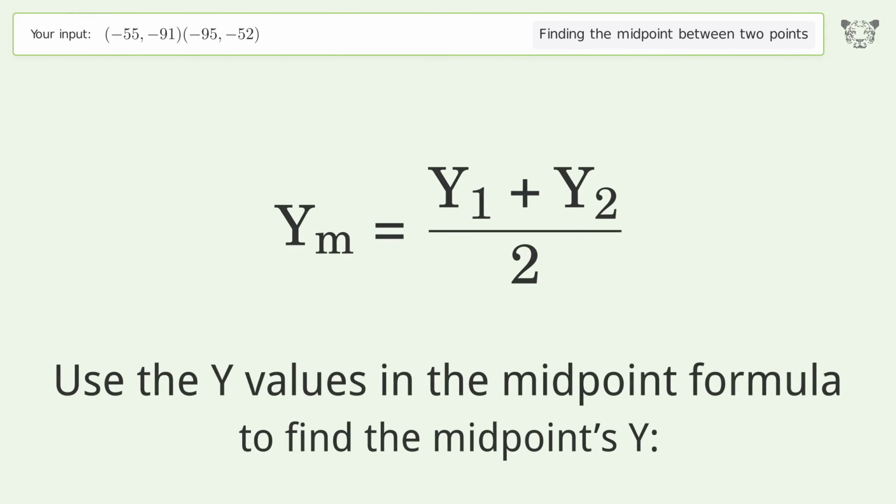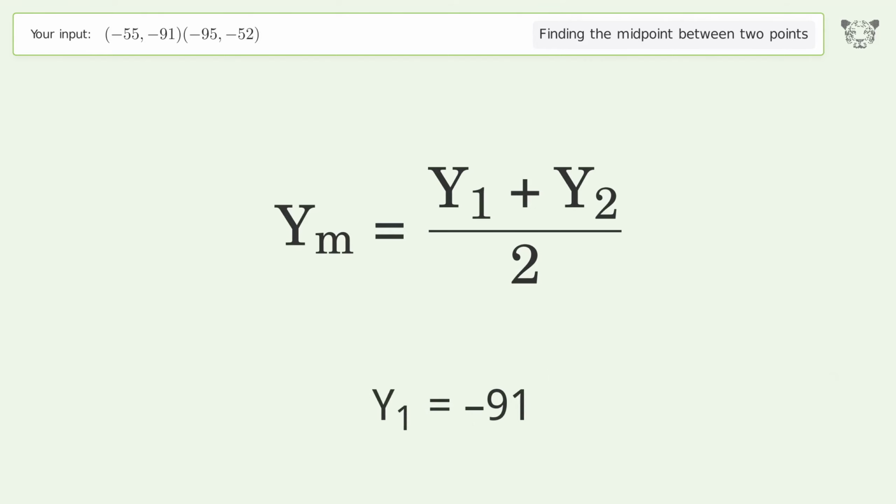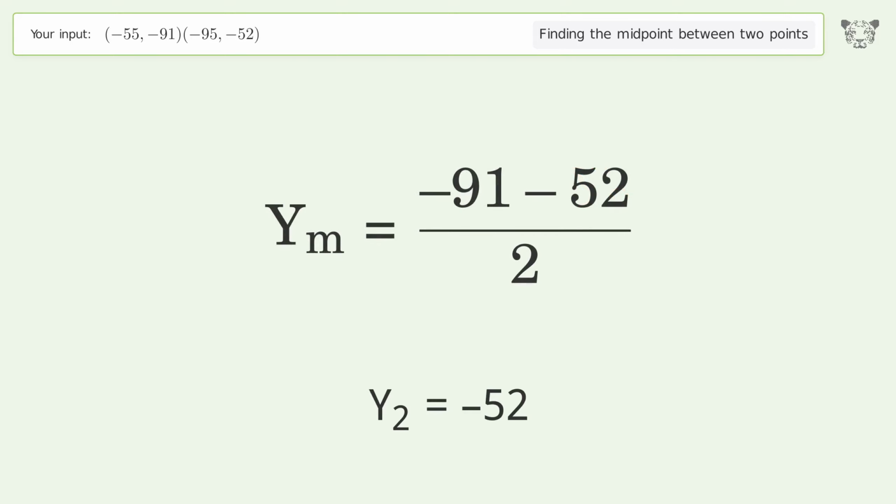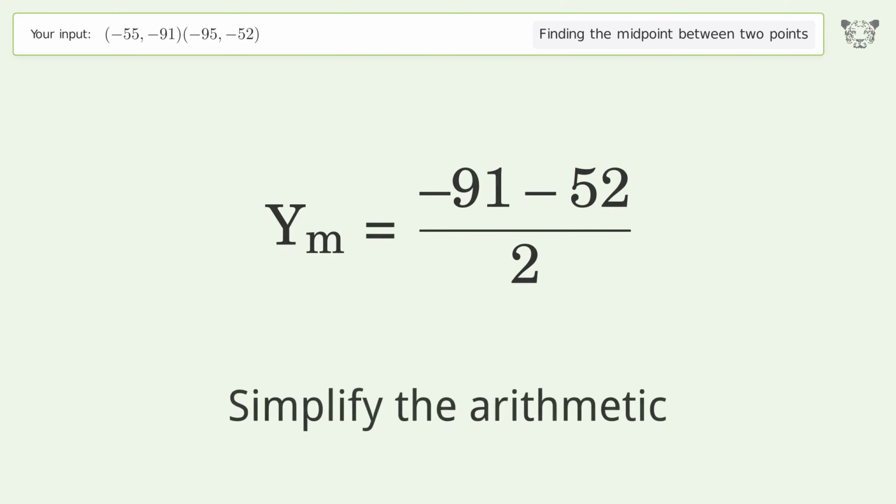Use the y values in the midpoint formula to find the midpoints y. y1 equals -91. y2 equals -52. Simplify the arithmetic.